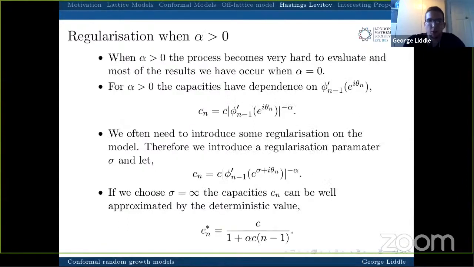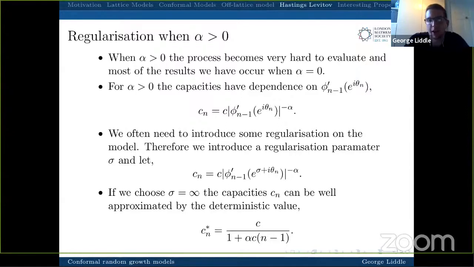And the final thing I want to discuss before I go on to the properties of the model as a whole is how we approach the problem when alpha is bigger than 0. When alpha is bigger than 0, you can consider the capacities here. When alpha equals 0, you're just left with this fixed value c. For that reason, most of the results have come in the case where alpha is 0. But when alpha is bigger than 0, you've got this dependence on the derivative of the previous map, and that makes these models very, very difficult to study.